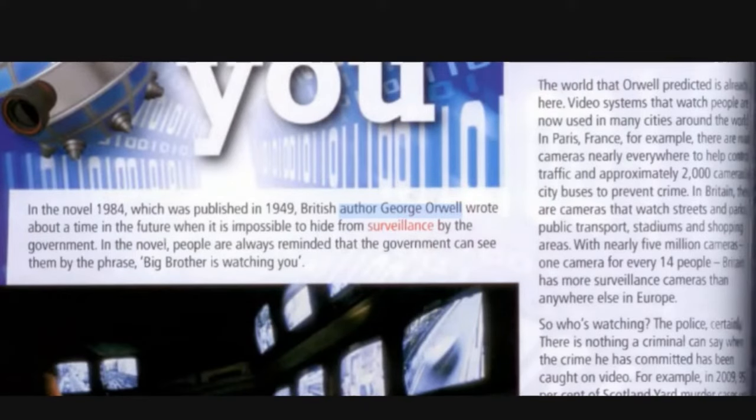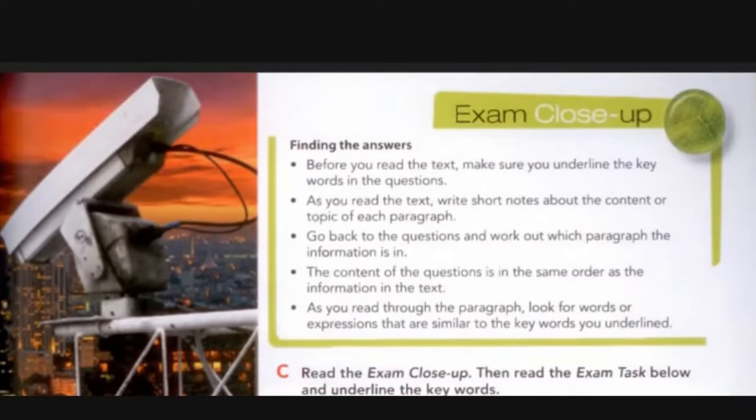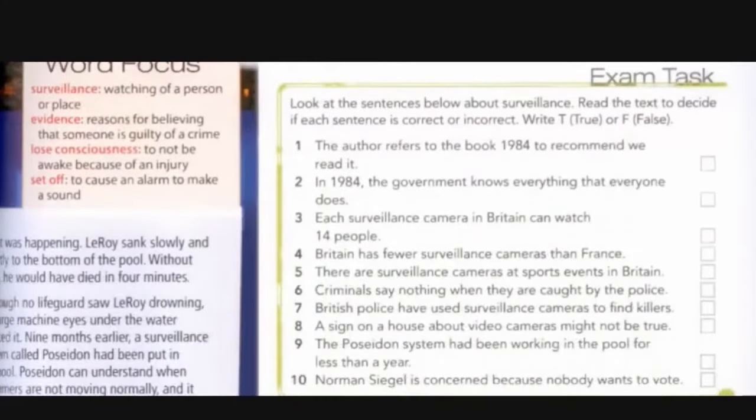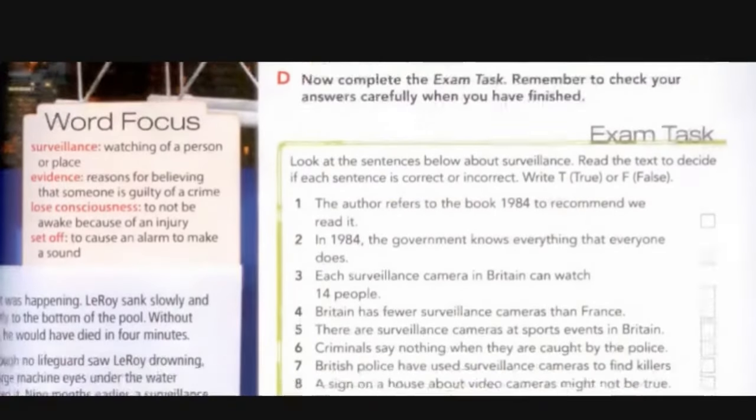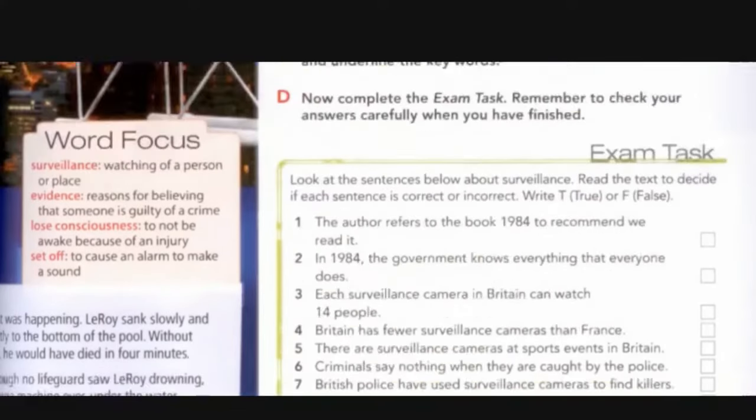So now we need to go into the exam task. Now you know what each paragraph is about. This is to help you get the answer quickly. Go back to the question and find which paragraph the information is in. So we're going to go through the questions in the exam task, and then you will be able to identify which paragraph this information can be found in.